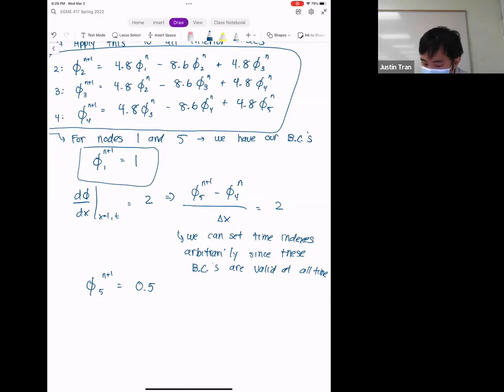And I made a mistake. Because this was a 4 difference, I accidentally put a 2 in the denominator there, but it should just be delta x. Okay? And so we have phi5 n plus 1 is equal to 2, which is 0.5, which is the result of 2 times delta x. And then to that, we're going to add phi4.